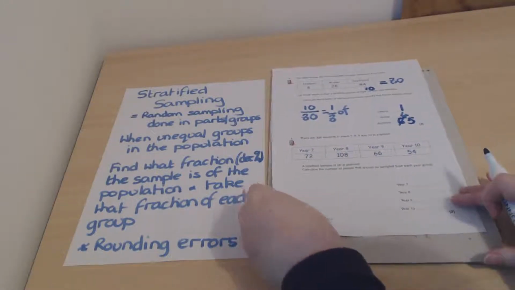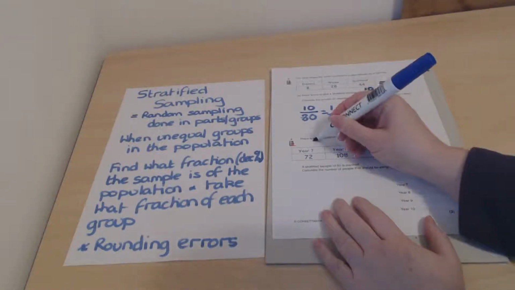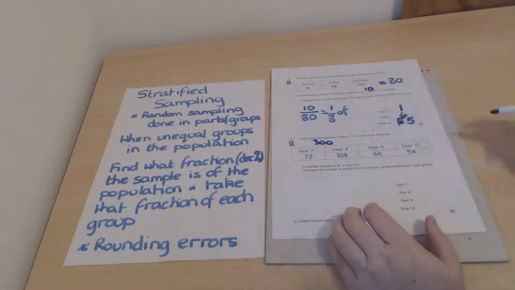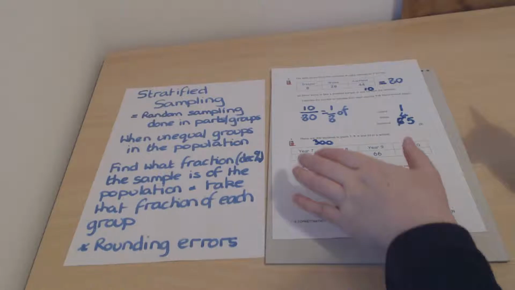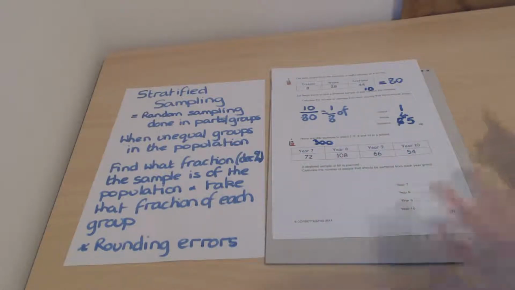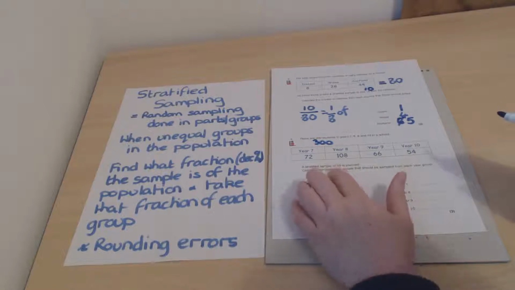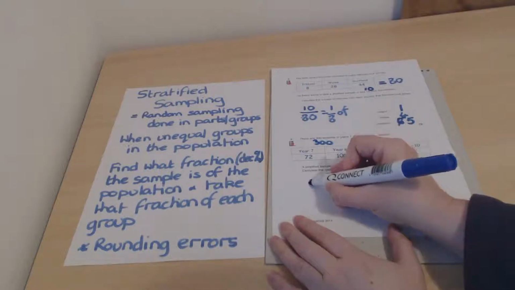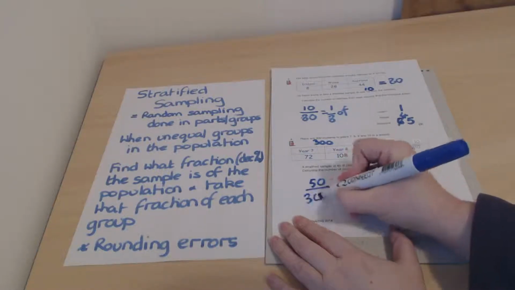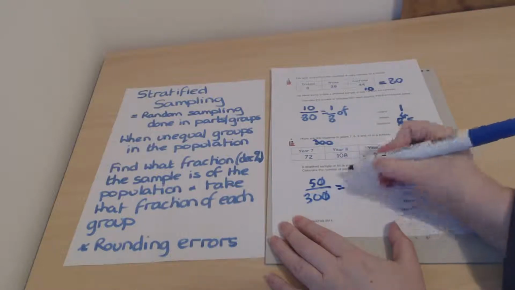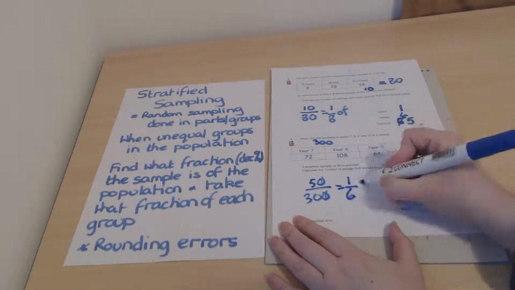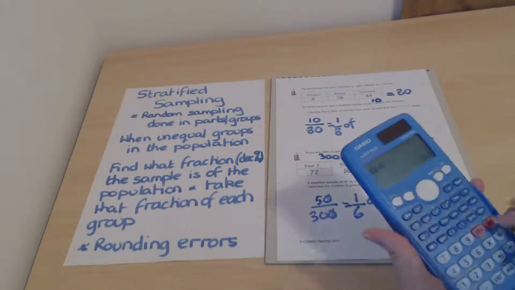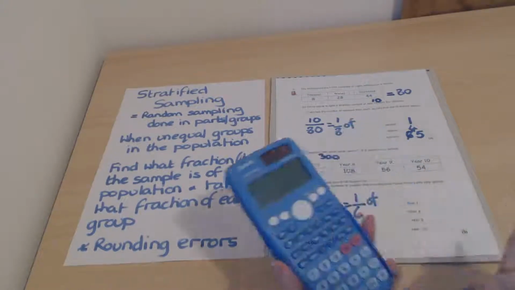Another example here. This is 300 students in years 7, 8, 9 and 10. And we can see, for some reason, a bit more unusual this, the year 8 seems to have a lot more than the other years. So we want a stratified sample of 50. Okay, so then 50 divided by 300 is going to eventually get us to 1/6. So we want 1/6 of each of these groups. So that means we're just basically going to divide everything by 6.